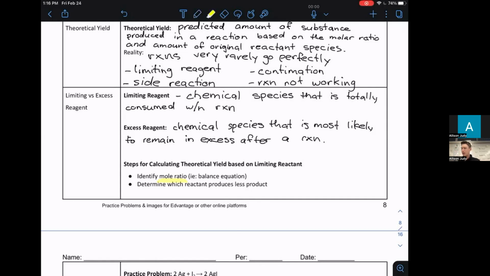That I mentioned. So limiting reagent, side reaction, so some reaction on the side, contamination, like impure substance. So even if the reaction is working properly, you didn't have as much as you thought that you started with, or the reaction just literally doesn't work for whatever reason.